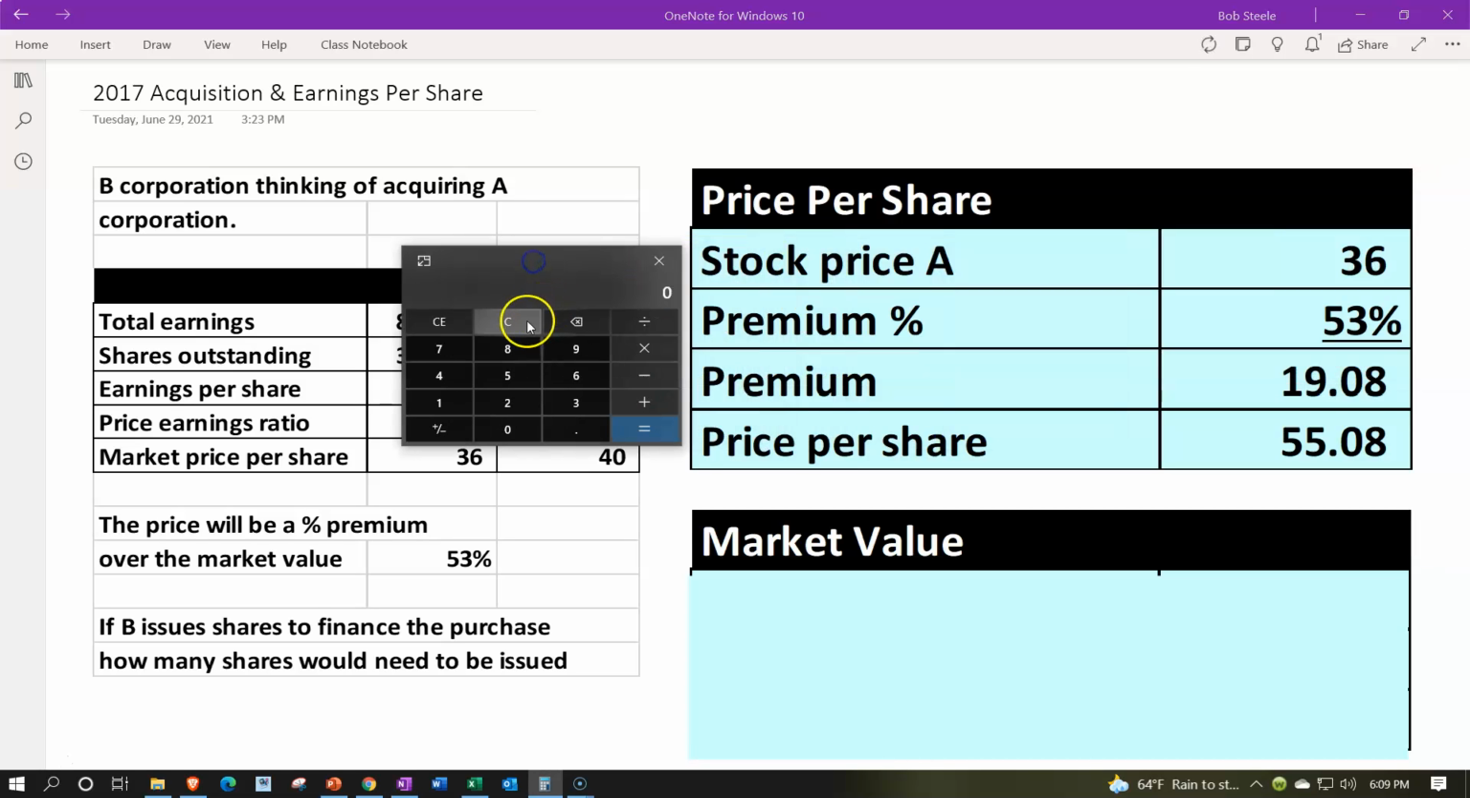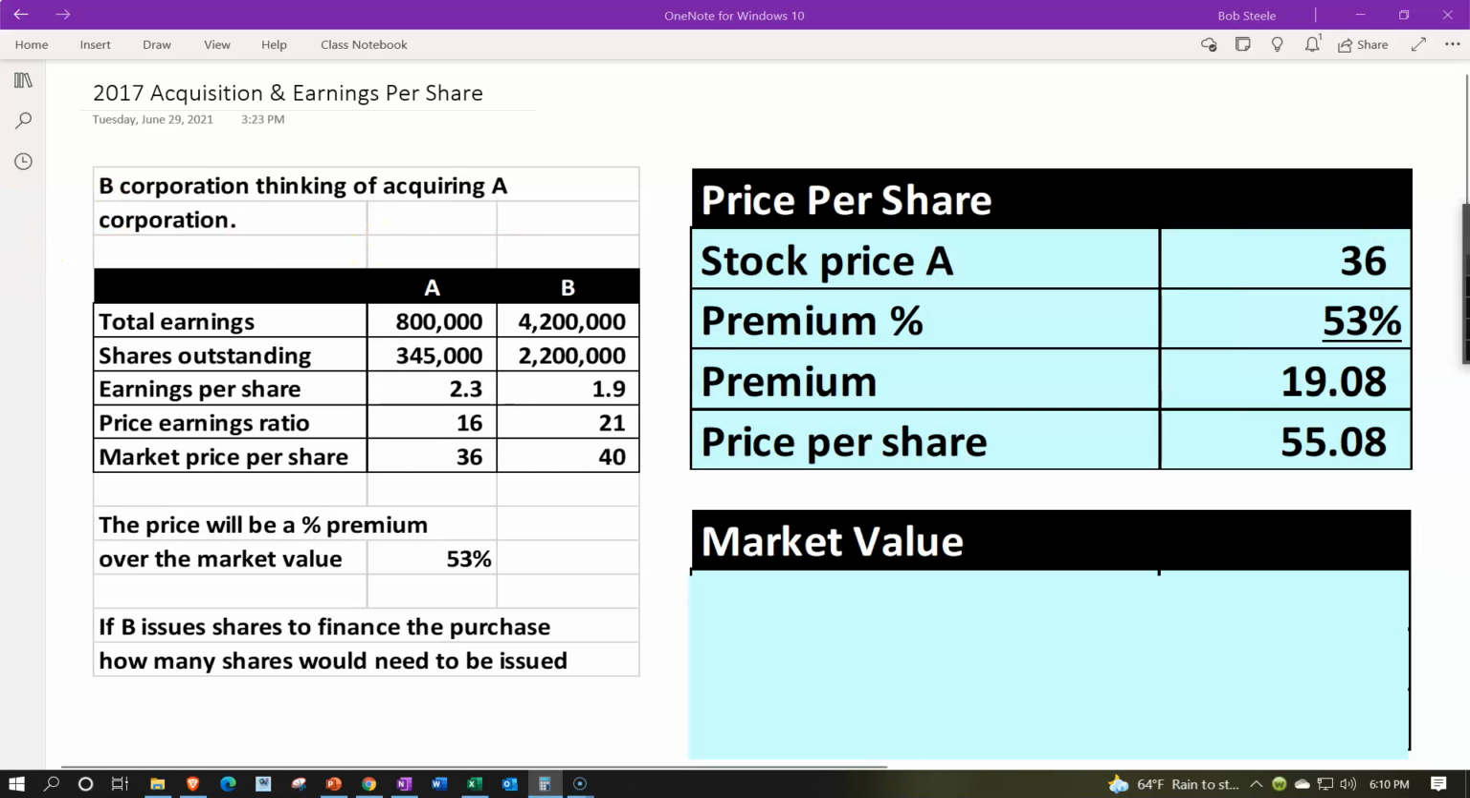Just to calculate that a few different ways, obviously, we take 36 times 0.53. That would be the premium, plus the original price of 36. That would be our 55.08. We can also say that if we had 100% plus the 0.53 premium, we would have 1.53, or 153%, times the price of 36, also getting us to the 55.08.